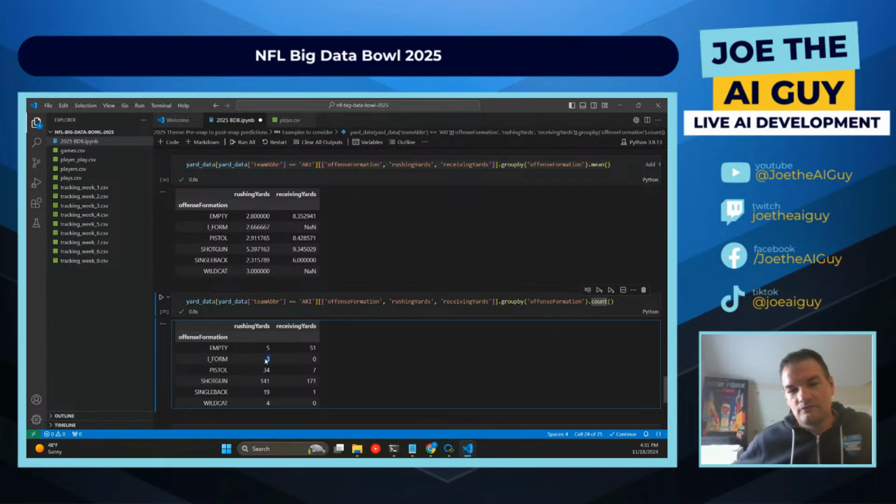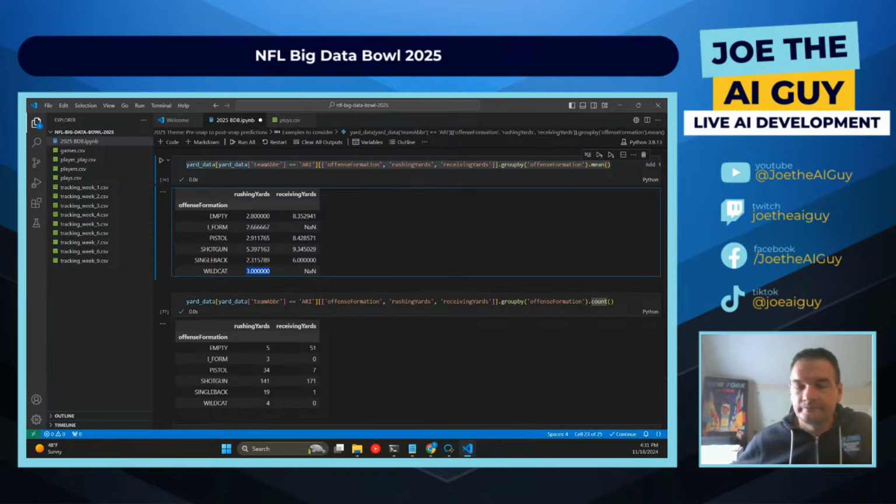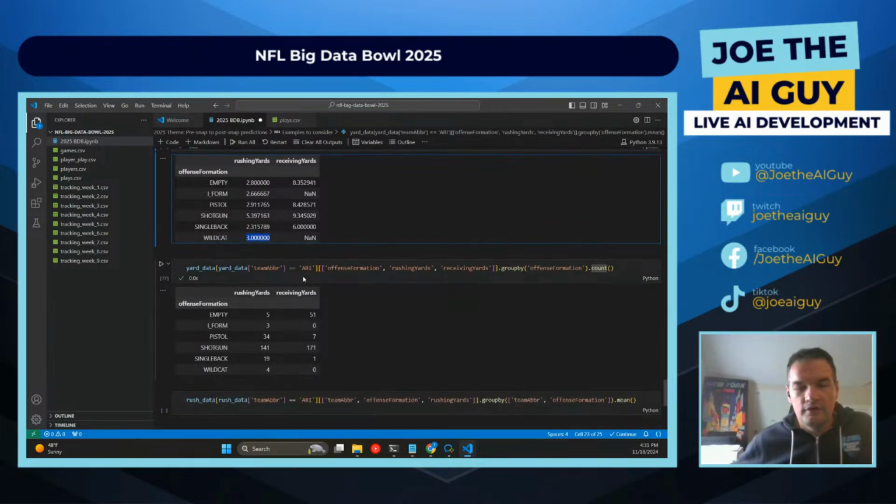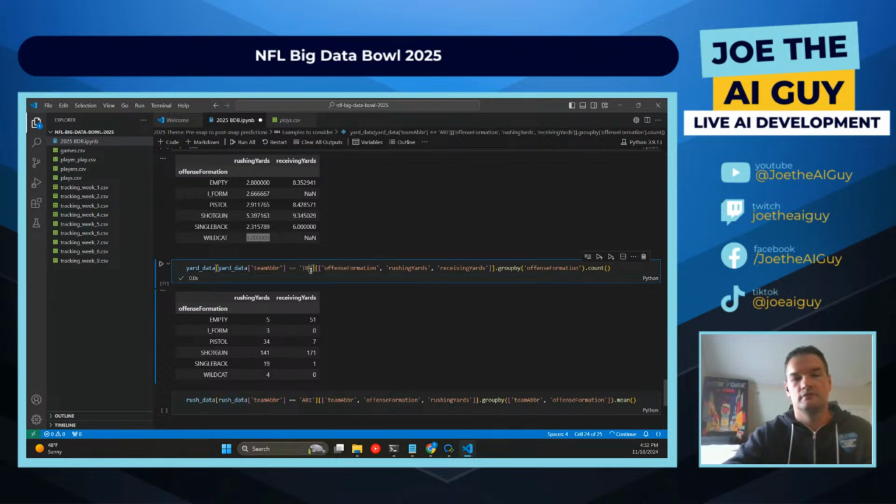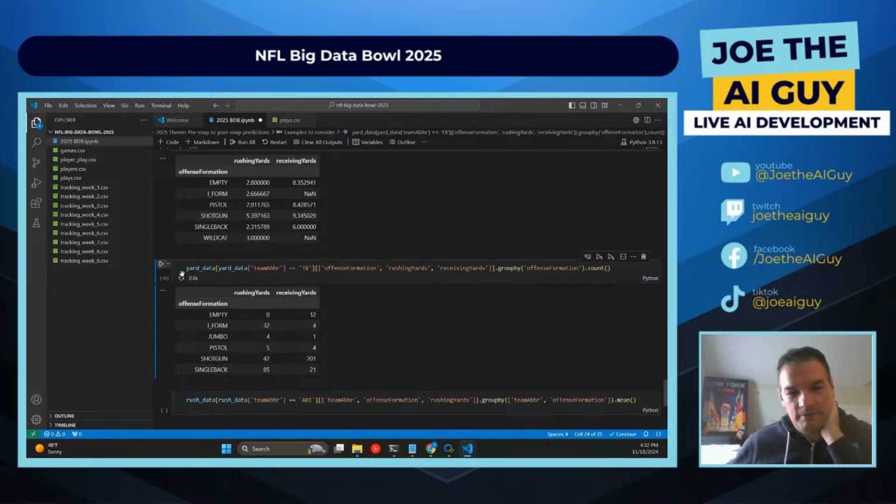We see here realistically, the I-form Wildcats were barely used, but the defense was able to quickly see what was coming. You would have below average outcome as far as the rushing yards go, and then the receiving yards were non-existent because they never had a completion on those plays. So that was just picking Arizona because they had happened to be the first one there.